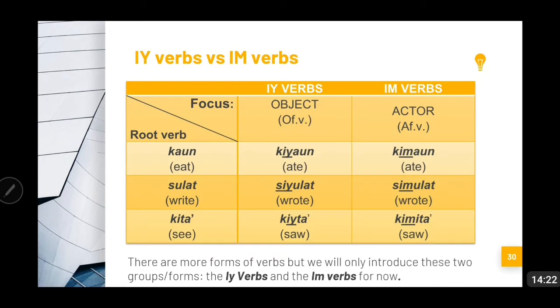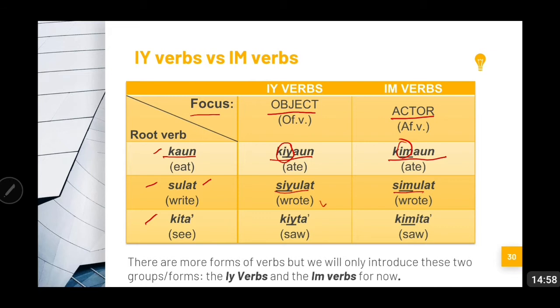We can compare it better in this table. As you can see, we have the difference between e-verbs and im-verbs. The e-verbs are object-focused verbs and im-verbs are actor-focused verbs. The root verbs here are kaun, sulat, and kita. The e-verb form of the verb kaun is kiaun. The im-verb form of the verb kaun is kimaun. Look at the difference. They only differ on the infix attached to them. Sulat, again, the e-verb is siulat and the im-verb is simulat.